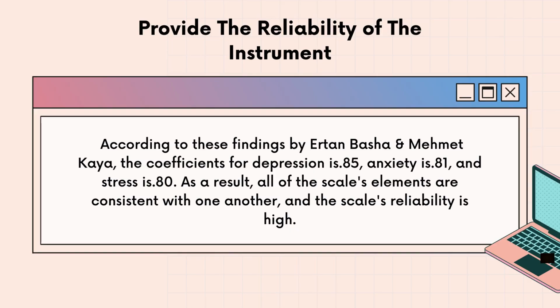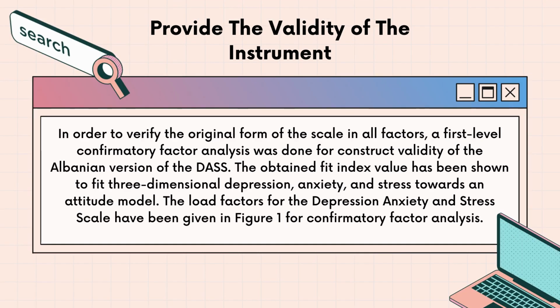To proceed with the presentation, I will provide the reliability of the instrument. Generally, we all know that reliability values are values that approach 1. According to the findings by Etan Basha and Mehmet Kaya, the coefficients for depression is 0.85, anxiety is 0.81, and stress is 0.8. As a result, all the scale's elements are consistent with one another and the scale's reliability is high.